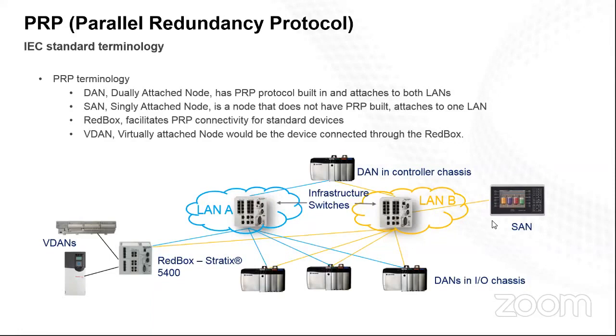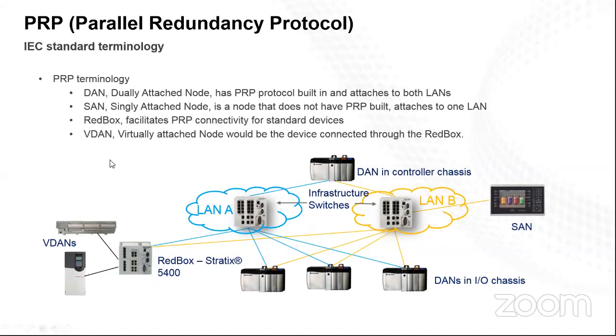What that means is an SAN is attached to one of the 2 LANs. So in this case, the PanelView is attached to LAN B. It's not attached to LAN A because the PanelView doesn't have the PRP technology built into it. And I think you determined that, well, maybe we don't need it on both LANs. So we can survive if our PanelView is just on one of the LANs. So it's not critical infrastructure.